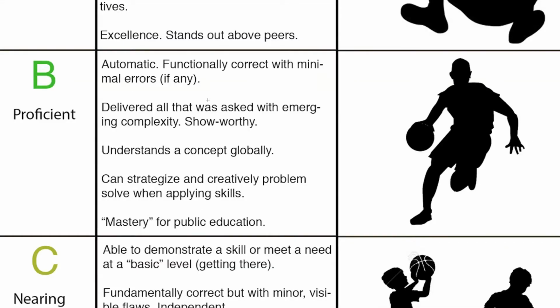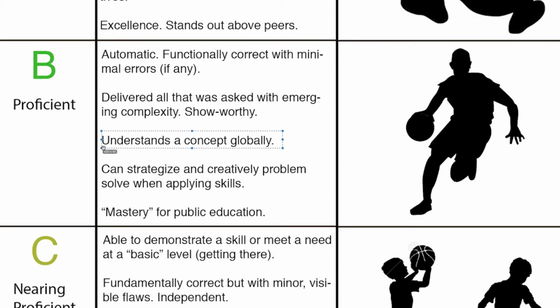The B level is defined as mastery. Mastery means that a student is able to automatically demonstrate a skill. It's functionally correct with minimal errors, meaning I would have to look very close at the work to spot errors. We would not see them at a glance. Everything in the assignment was delivered, and it was delivered with emerging complexity. They're stepping out of basic and they're stepping into complexity. It would be show-worthy. I could use this as an example for future work.